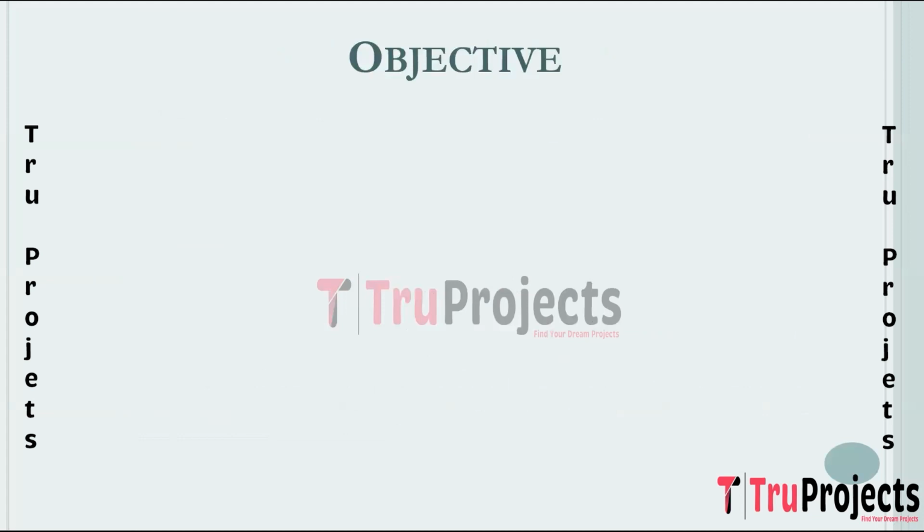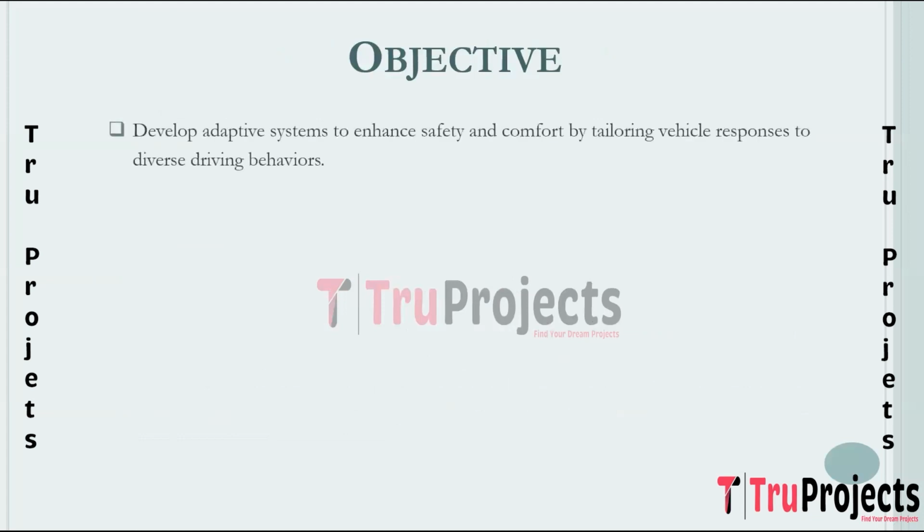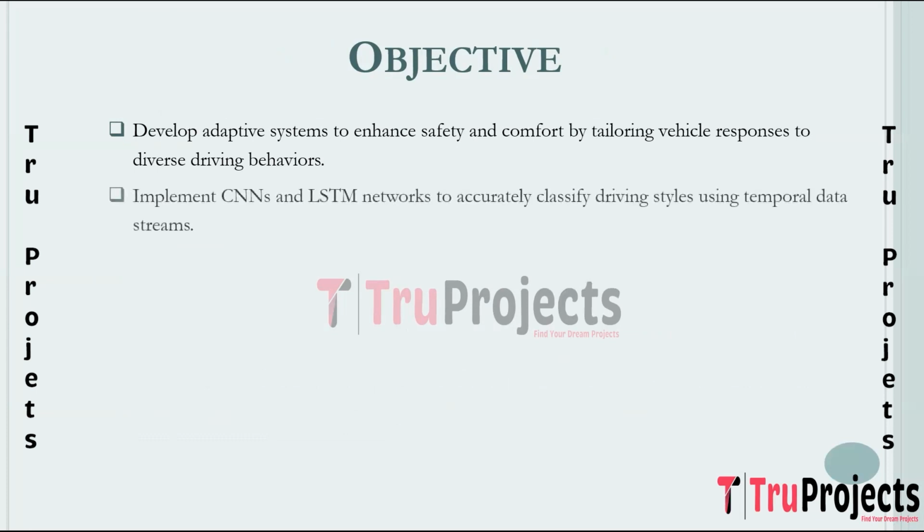Coming to the objective of the project, the goal is to develop systems that can adapt to individual driving behaviors, thereby enhancing safety and comfort by tailoring vehicle responses to diverse driving styles. The goal is to implement deep learning techniques such as convolutional neural networks and long short-term memory networks to accurately classify driving styles based on temporal data streams.